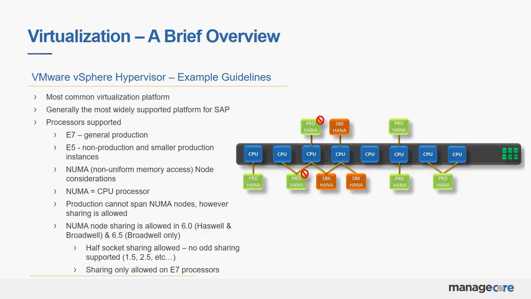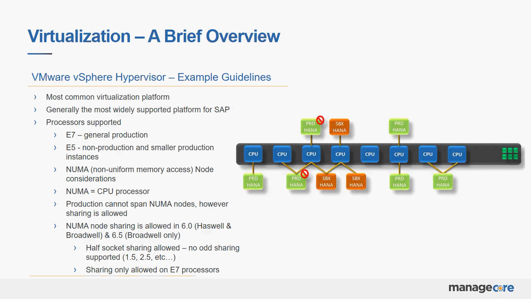That is what is recently supported, and that is what came out as of about a month ago, and it allows you to share NUMA nodes with production HANA environments. That is the supported model as of today with half socket sharing. So I could not put another production instance on there. If I did, that would not be supported.